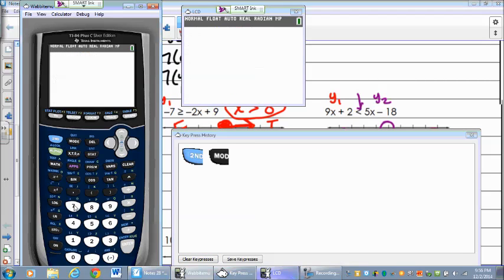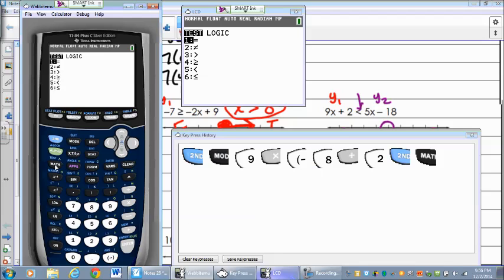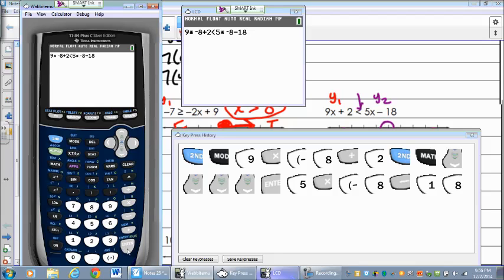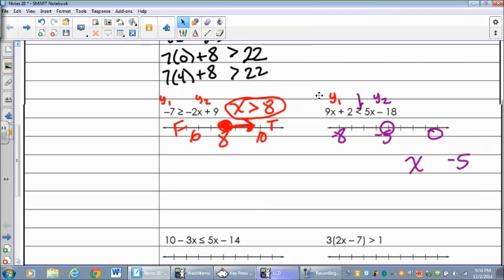I go to my normal display, and I'm going to put in 9 times -8 plus 2. And then I need my symbol, so that's second and math. And this is the less than symbol, so that's number 5. And then I'm going to have 5 times -8 minus 18. Okay, push enter, and I get a 1. That means -8 is true.